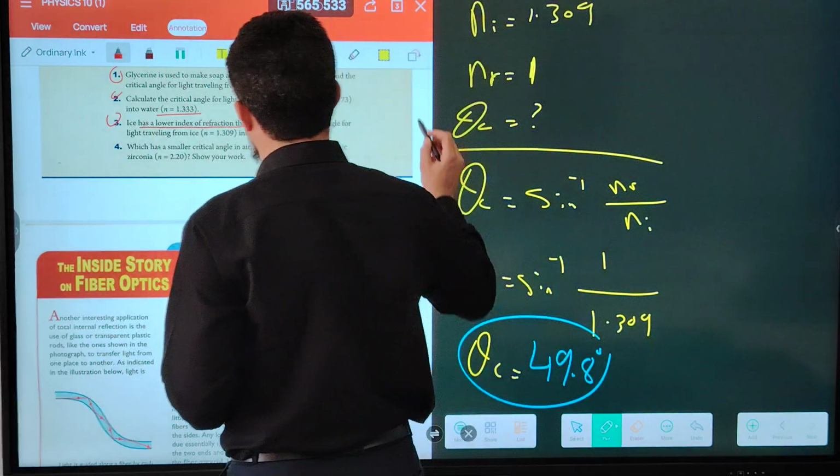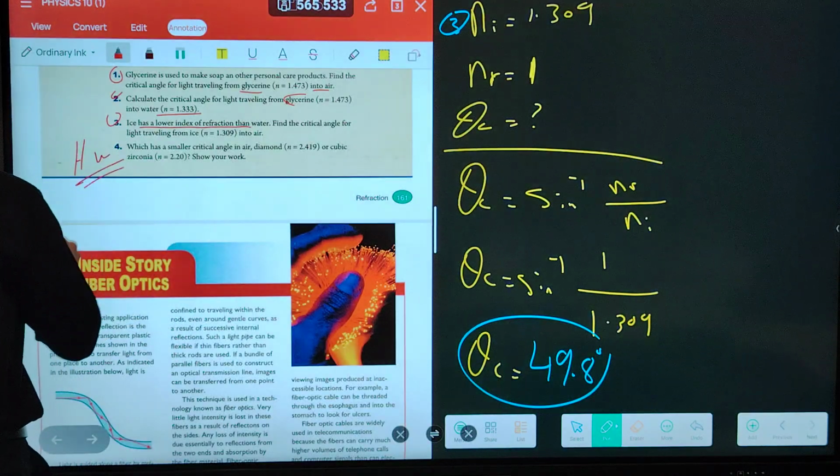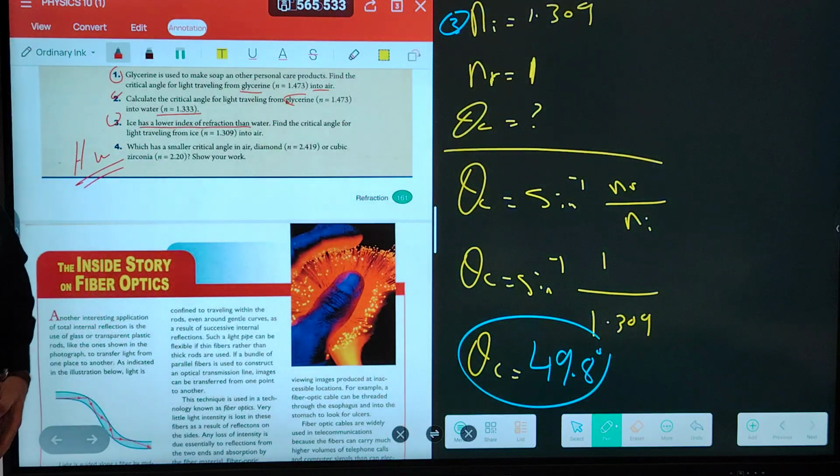This is question 3. And question 4, it's homework. You can solve it by yourself. I prefer that you solve this question by yourself.